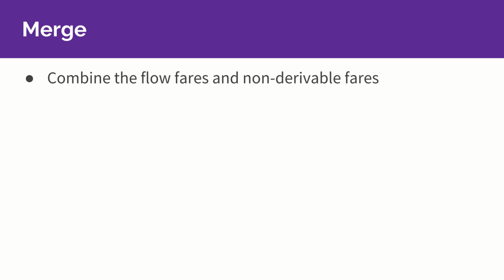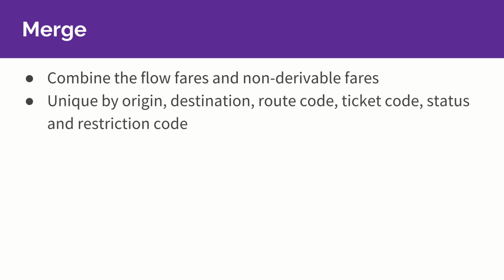So yeah, now that we have the flow fares and the non-derivable fares, we basically need to merge them together into a single list of fares. And we do that by taking the origin, destination, route code, ticket type code, status and restriction code and forming a unique key. It's just an ID, and essentially the non-derivables take priority. So if you have a collision between the two sets, then you take the non-derivable.